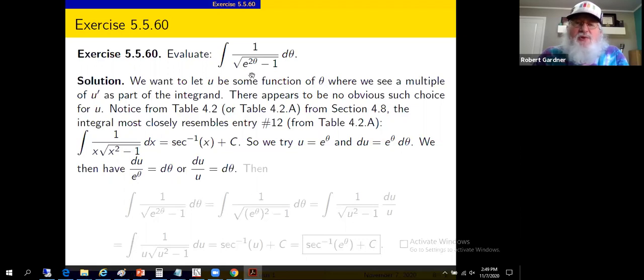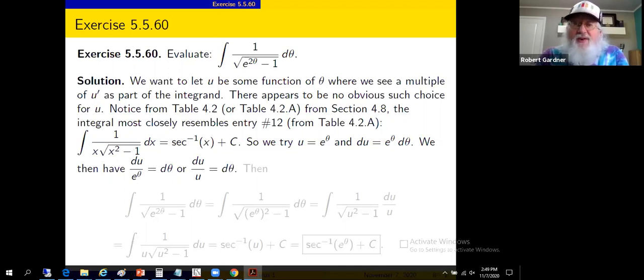But then du is going to require you find a 2 e to the 2 theta. And there aren't any more e to the 2 thetas. So that's a little bit of a problem. So on this one, it's trickier.